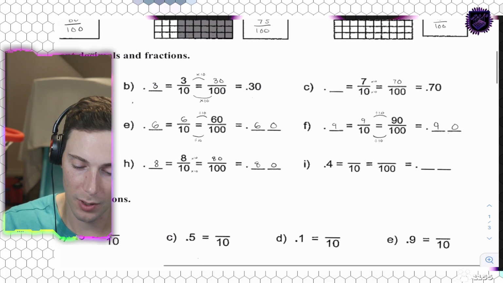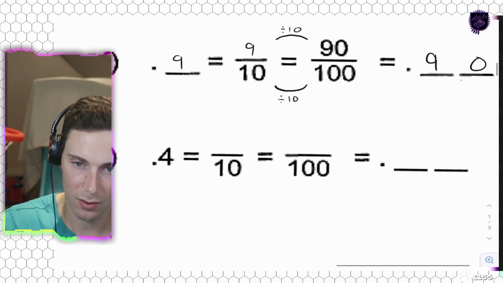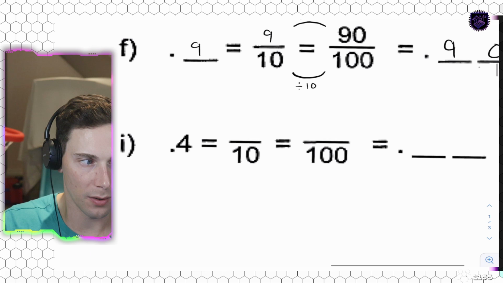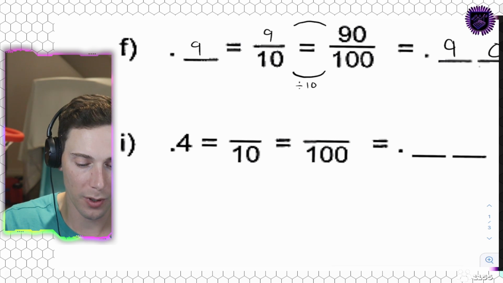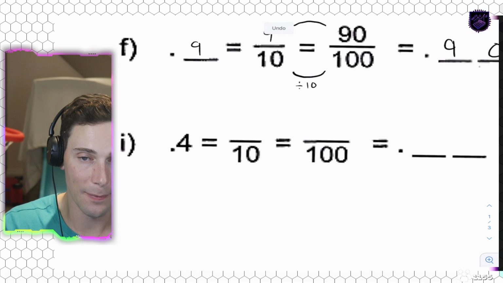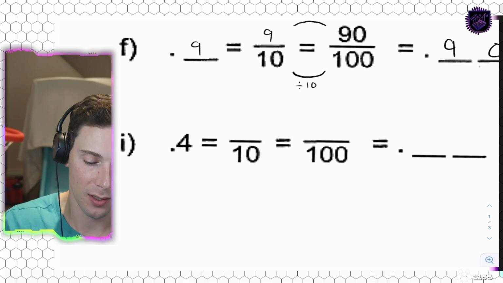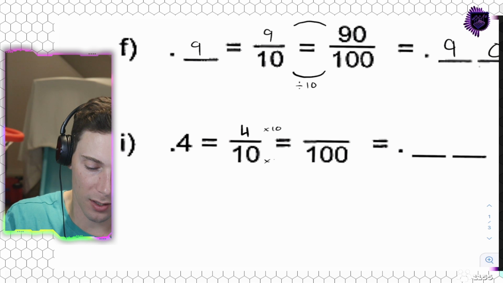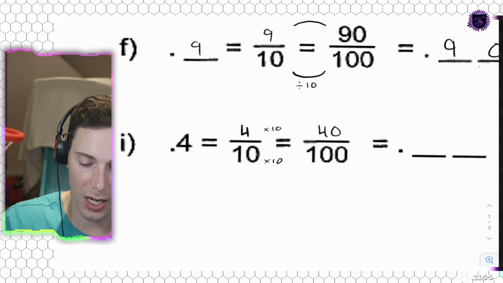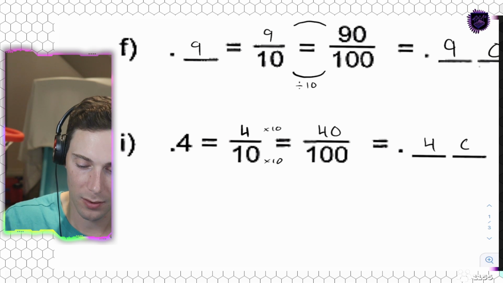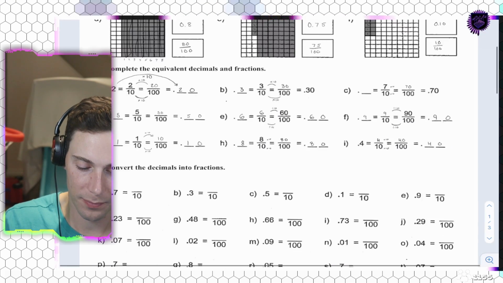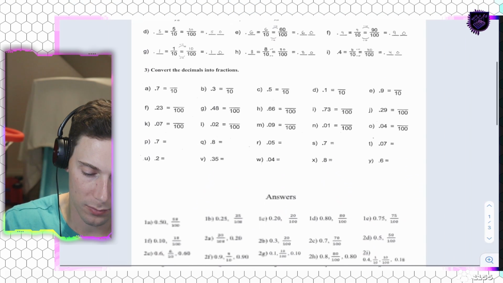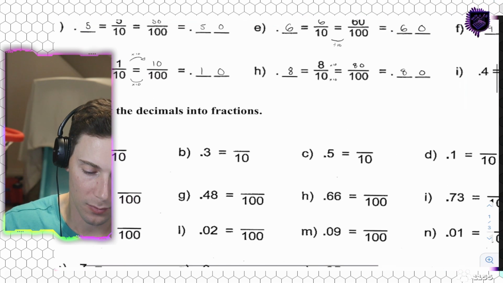So our last one over here for this section. Now, question I. 0.4. Okay, so it starts with 0.4, 4/10ths. So that means it's going to be 4. We're going to multiply by 10 on each side to turn it into its equivalent fraction, 40/100ths.